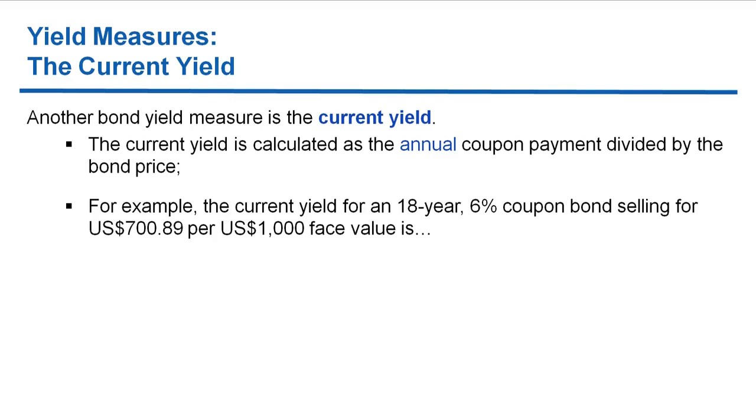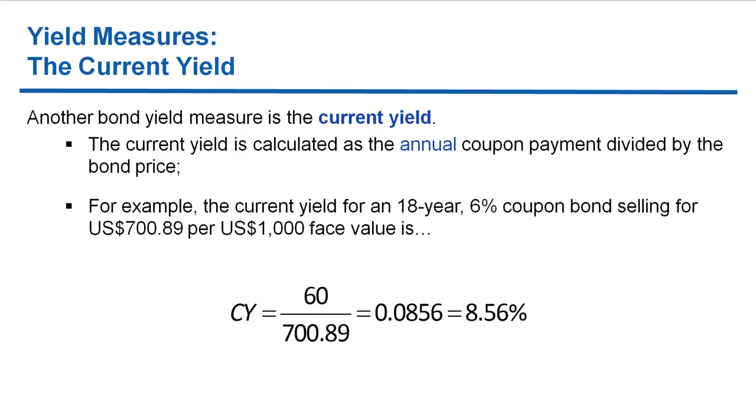So for example, suppose you have an 18-year bond, paying a coupon rate of 6%, and its market price is $700.89 per $1,000 of face value. So the current yield of this bond is simply equal to the coupon payment divided by the price, okay?